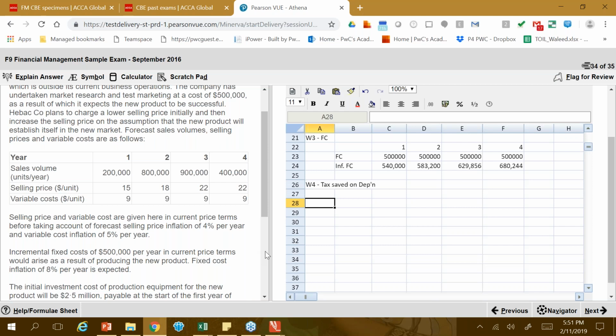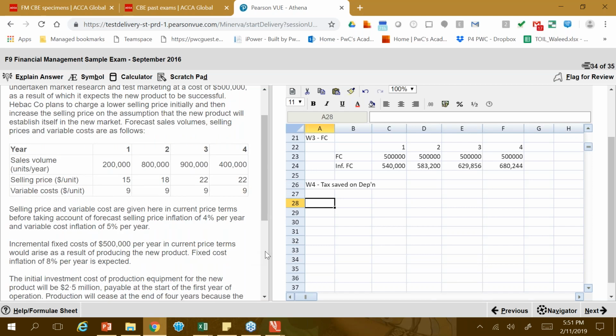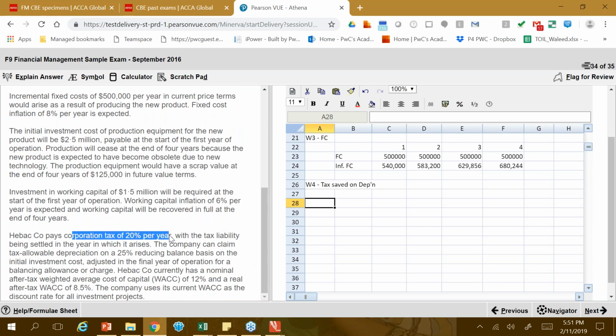But before that, let's just read this information again. Payback pays tax of 20% per year. That means any tax saving that they incur will also be 20%, with the tax liability being settled in the year in which it arises. So there's no time delay, same year. The company can claim depreciation 25% reducing balance on the initial investment cost, adjusted in the final year of operation for a balancing allowance or charge.